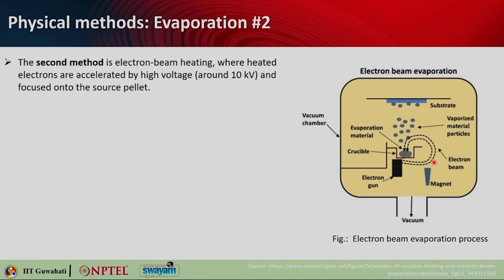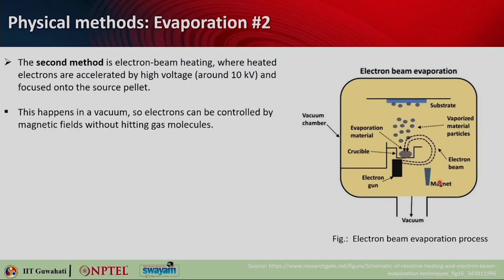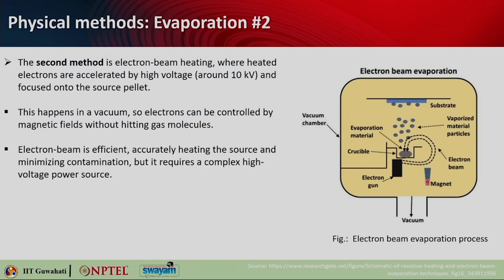The second method is called electron beam heating, where heated electrons are accelerated by high voltage. Here you see the voltage requirement goes very high, around 10 kilovolts, and this electron beam is focused onto the source pellet. This happens again inside a vacuum. The electrons can be controlled by a magnetic field without hitting the gas molecules.